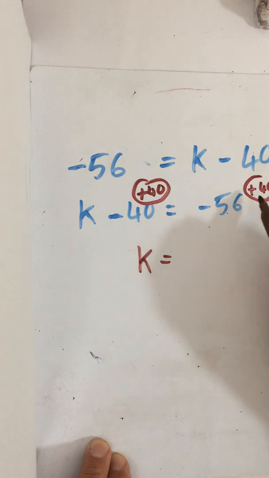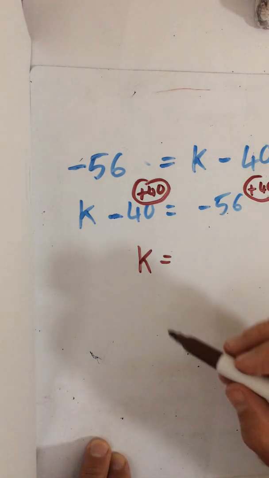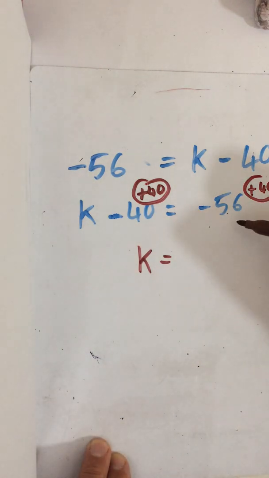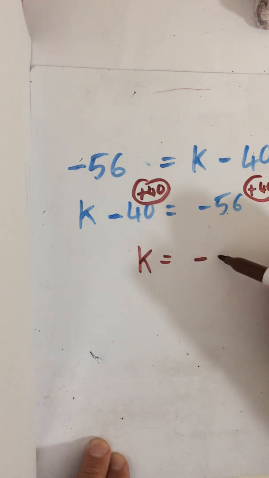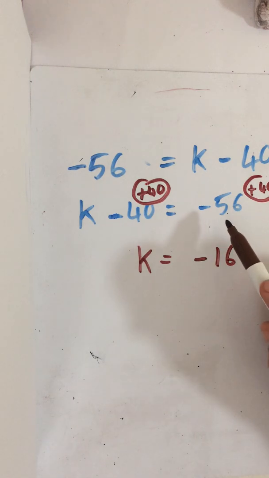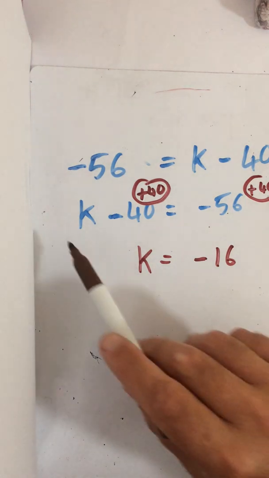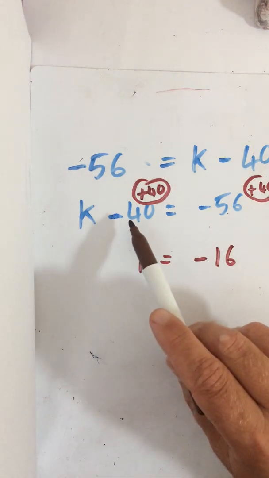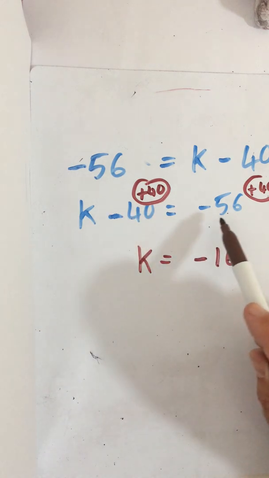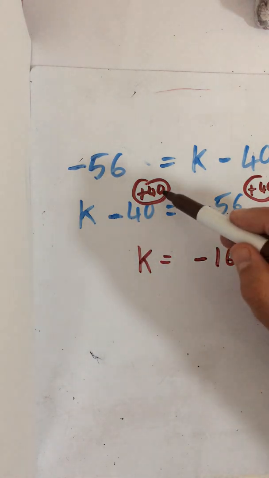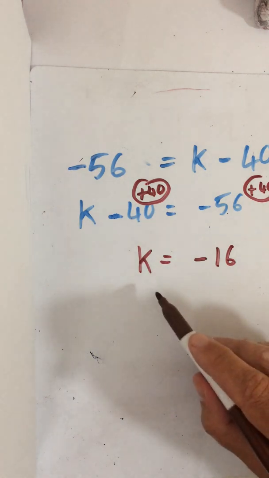Minus 56 plus 40. Remember minus 56, if I was to add 10 to that, I get minus 46 and so on. So that will actually give me minus 16. So just be a little bit careful with some of the trickier ones where it involves quite large negative numbers. Let's check if that works. Minus 16 minus 40 would give me minus 56. I've used the balance method to find that.